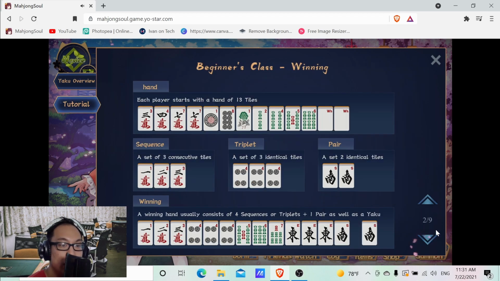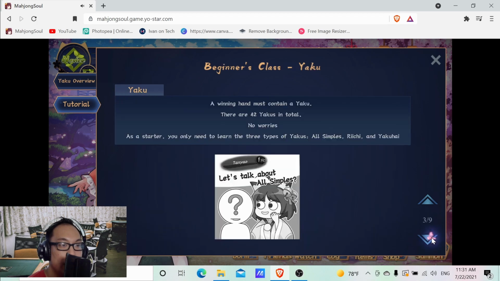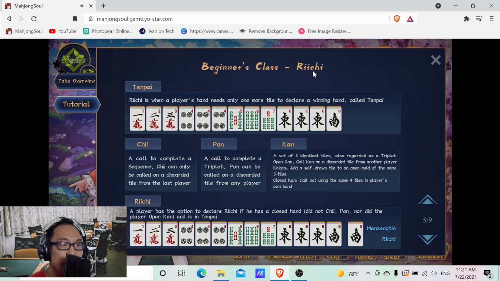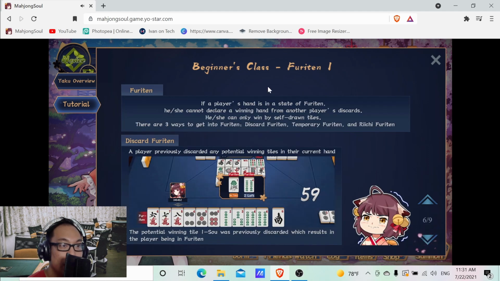Let's see, is there anything else here? Hands and sequences, Yakus, beginner class, Riichi, Furiten. Here we go. So this is what I'm talking about. So Furiten is basically saying that you discarded a tile that you needed to win. Now, what frustrates players in playing Japanese Mahjong is Furiten.